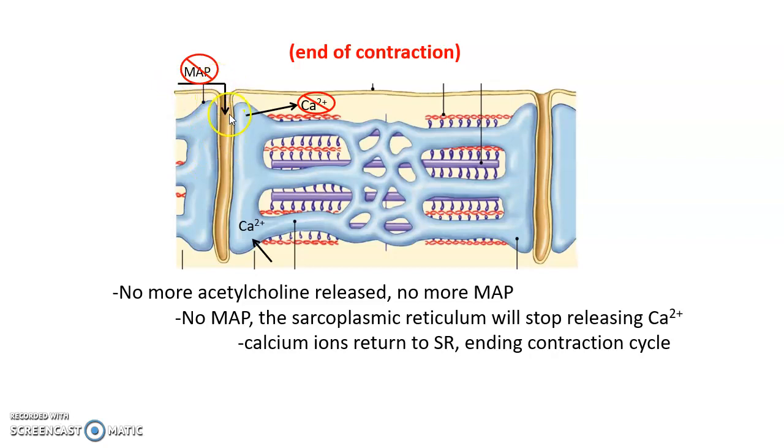There's no charge going down in the transverse tubules. So the sarcoplasmic reticulum is no longer releasing calcium. Instead, it does its other function, which is to take up calcium and store it. When enough calcium is removed from the cytoplasm, from the sarcoplasm, then the contraction stops and the muscle can relax.